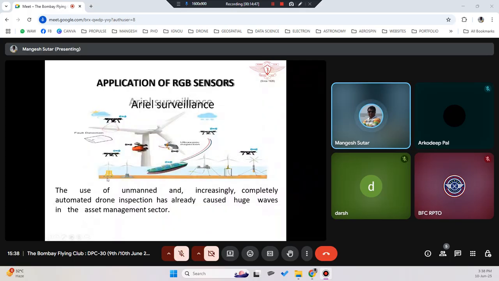Okay, so what are the other applications of the RGB sensors? It is basically for aerial surveillance. It can be fault detection, ultrasonic inspections for the windmills, power line towers, all those things.